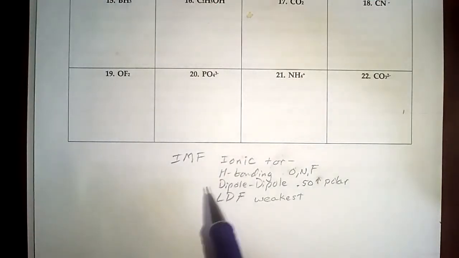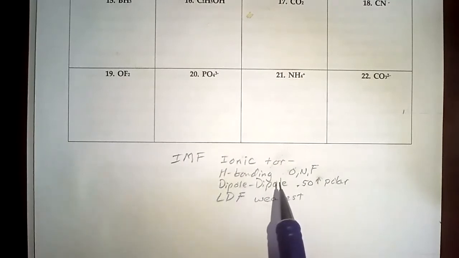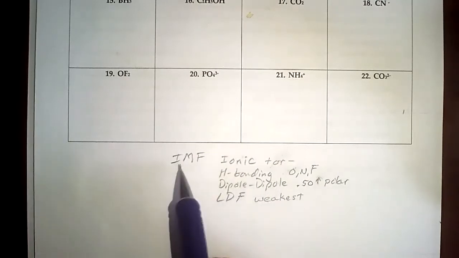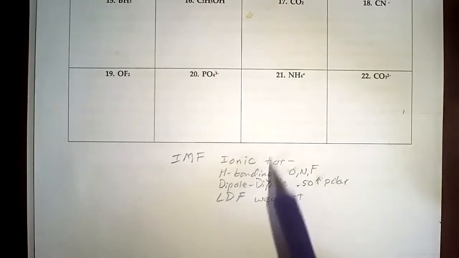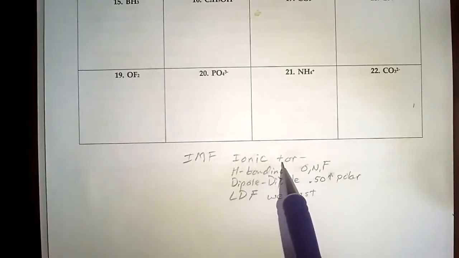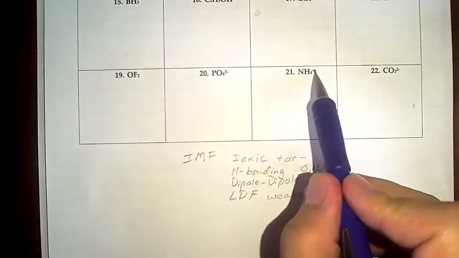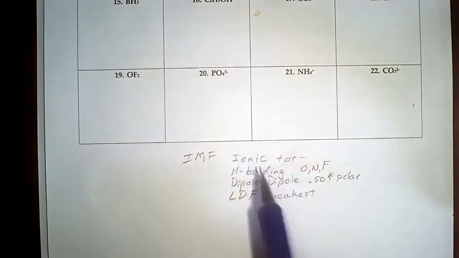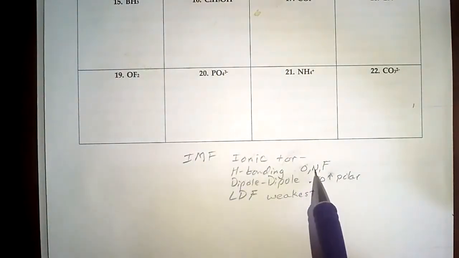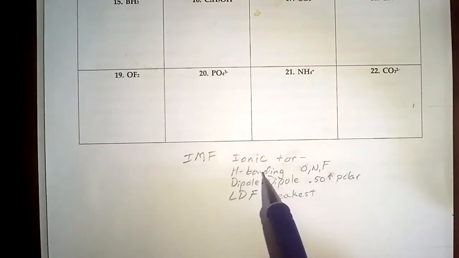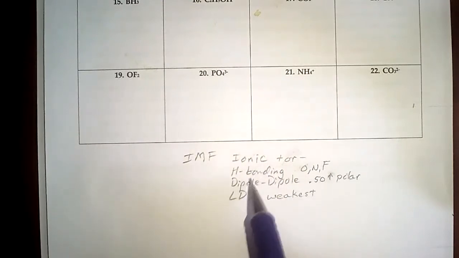Just for starters, I would go and write this on your paper or maybe even on a separate sheet of notes. Intermolecular force types from strongest to weakest. Ionic means that it's plus or minus. Overall, it's an ion. The formula has a plus or a minus charge in it. Then there's hydrogen bonding when H is bonded to O or N or F. That's the next strongest. Next strongest down.